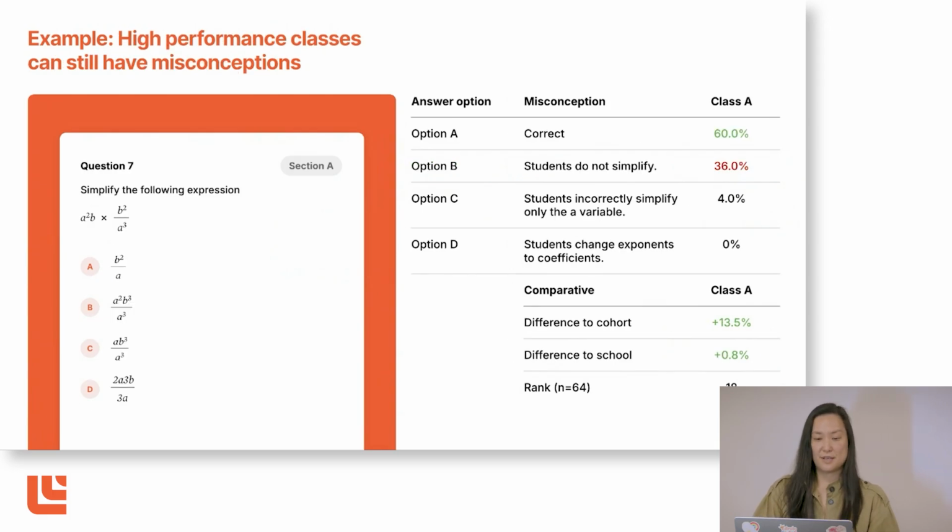And then here's another example. This is one of the more difficult questions that we had on the test, where it's asking to simplify the following expression. So 60% got this question correct, and 36% all chose option B, where they didn't simplify. They actually evaluated the question correctly, so the math skill is correct. They understand that. But where they fell down, or where they would lose marks, is they didn't simplify, which is actually the command term in the question stem.